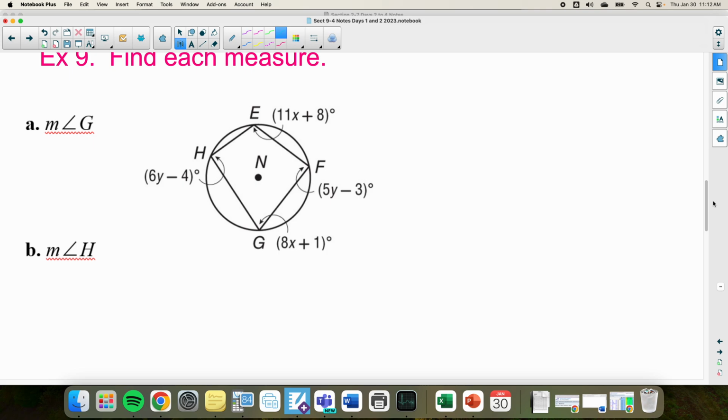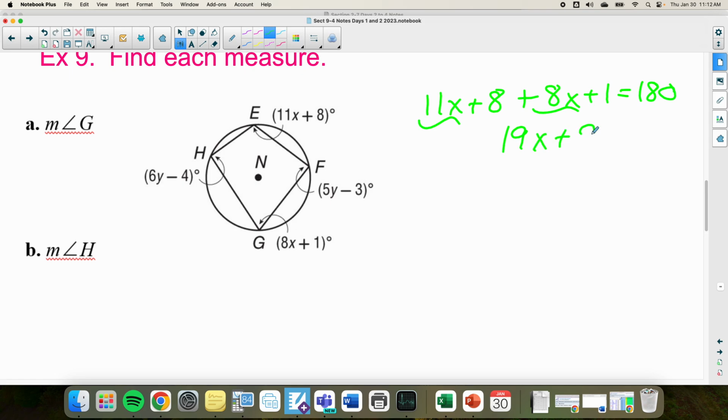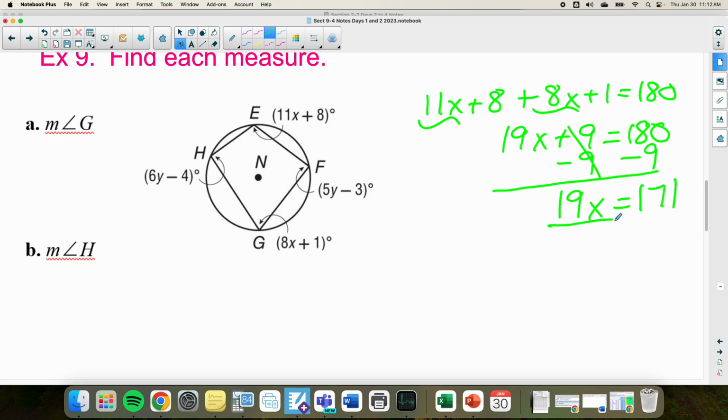This one, same thing. Opposite angles add up to 180. So I could go 11x plus 8 plus 8x plus 1 equals 180. 11x plus 8x is 19x. 8 plus 1 is 9. Then I'm going to subtract 9. And I get 19x equals 171. Divide by 19. And x would equal, is that 9?